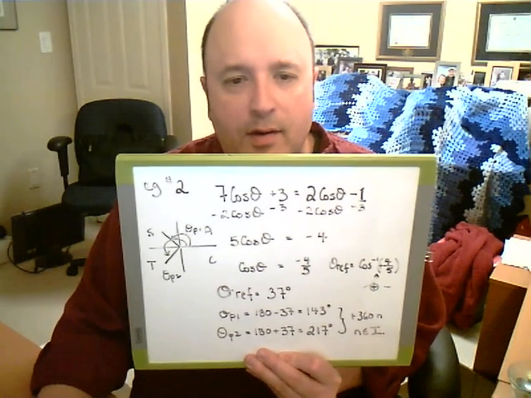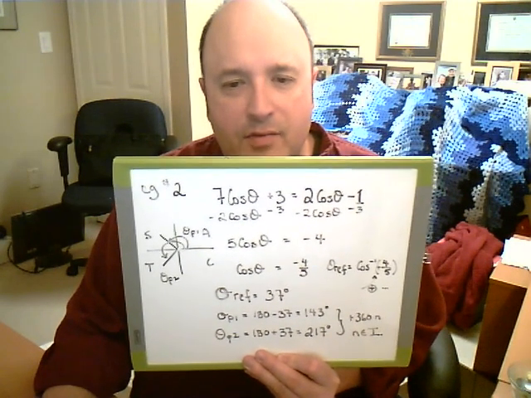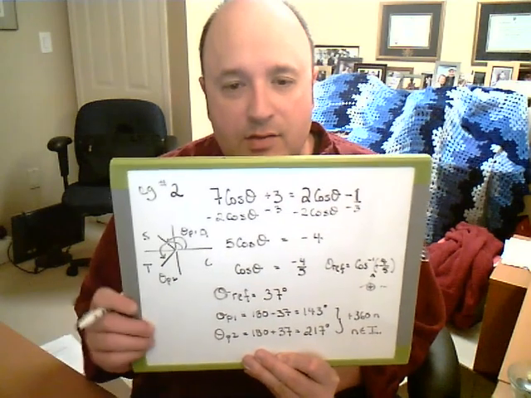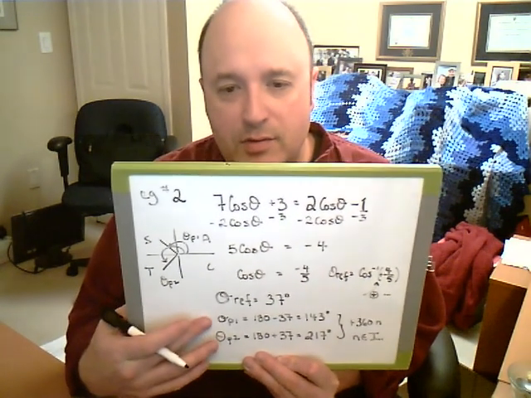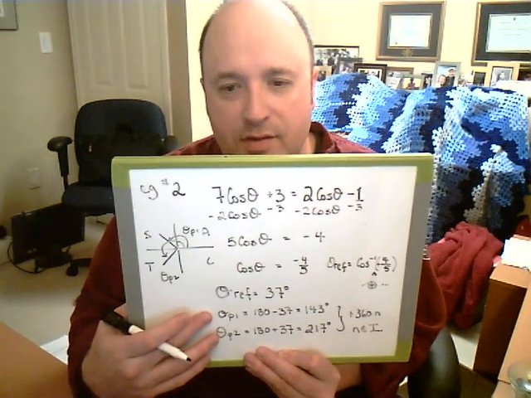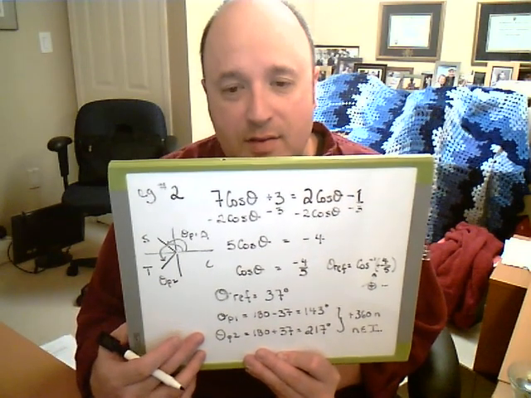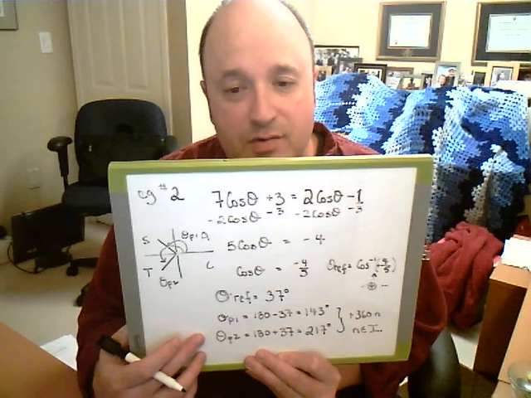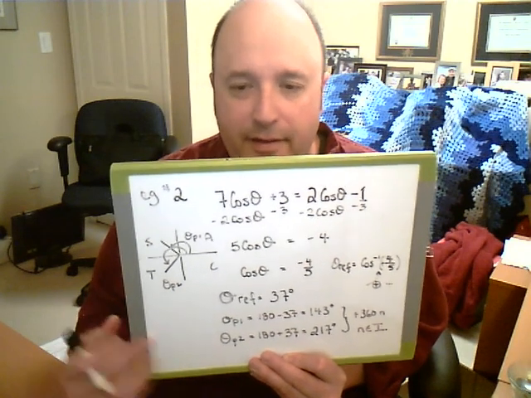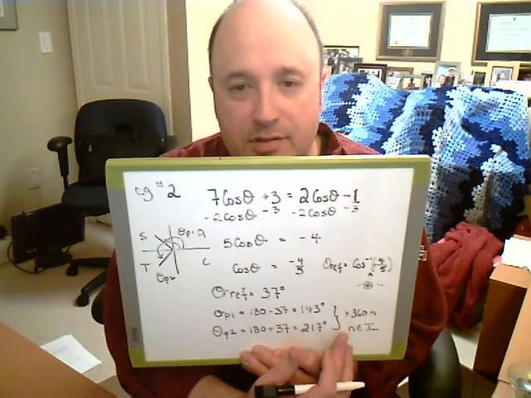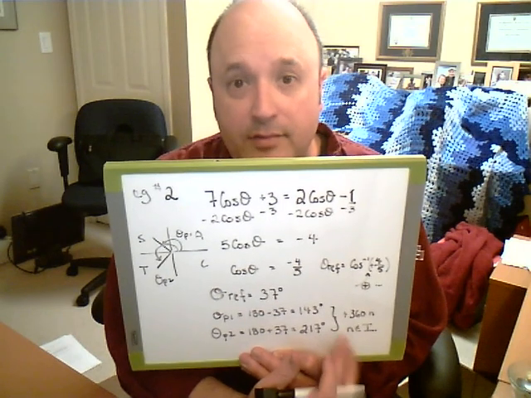In quadrant S, I'm 37 degrees short of 180. 180 minus 37 is 143. And in the second zone, I'm past 180 by the same reference angle, so 180 plus 37 is 217. And then don't forget, plus 360n, n an integer.